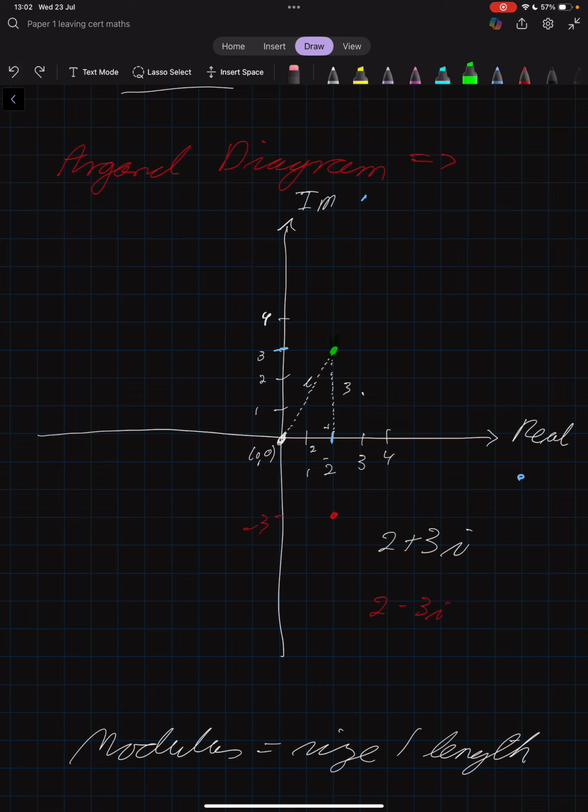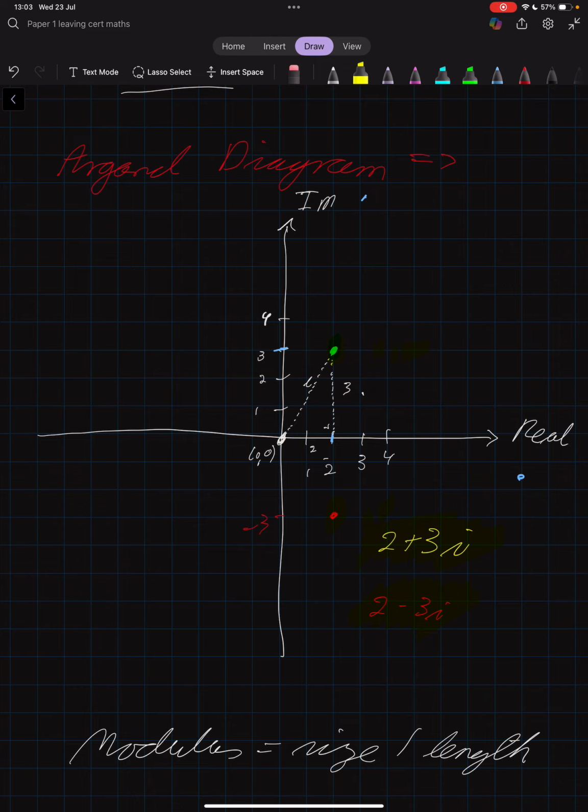Okay, that's actually really bad. With 2 different colors, that's even worse. What about yellow? There we go. So this is the complex conjugate of this. This is the complex conjugate of this. Why? Because the imaginary part flips sign. So it goes from being plus to minus, or from minus to plus. These two are what we call complex conjugates of one another.